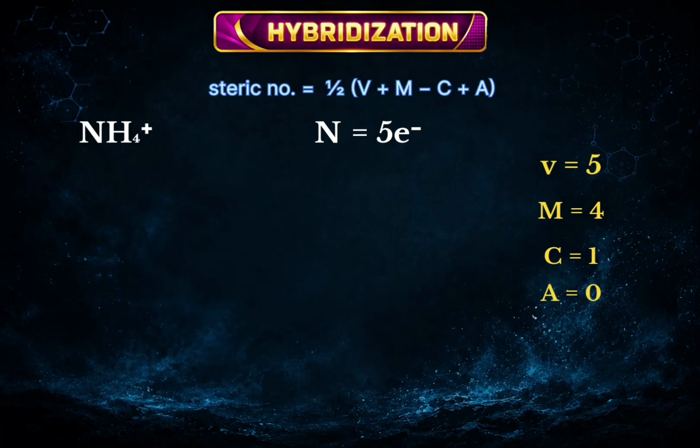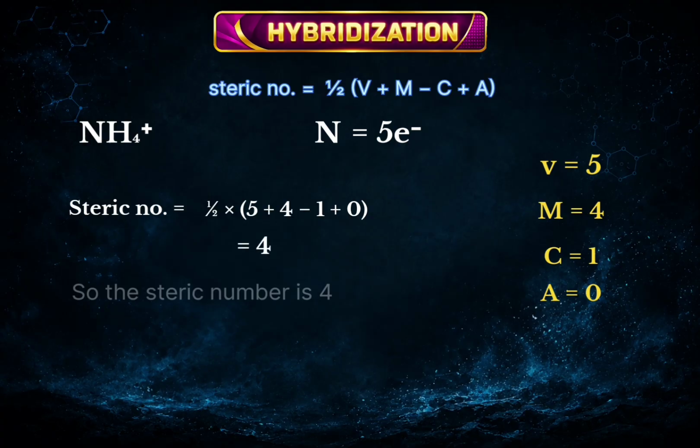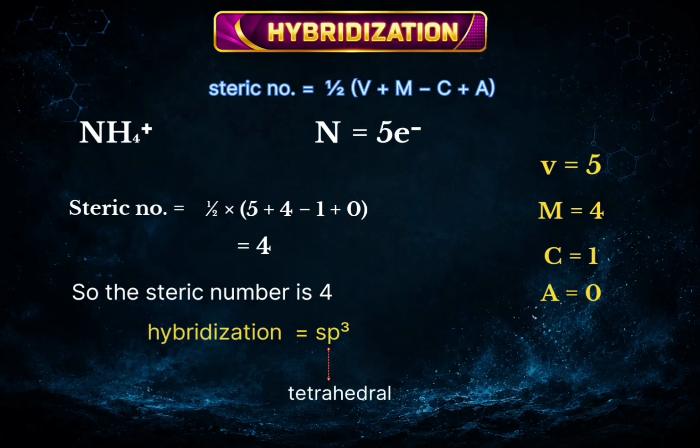Now, substitute the values. Steric number equals 1/2 multiplied by 5 plus 4 minus 1 plus 0. That equals 4. So the steric number is 4. A steric number of 4 means the hybridization is sp3. Its shape is tetrahedral, with a bond angle of approximately 109.5 degrees.